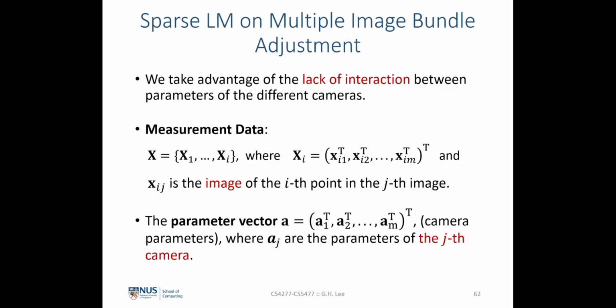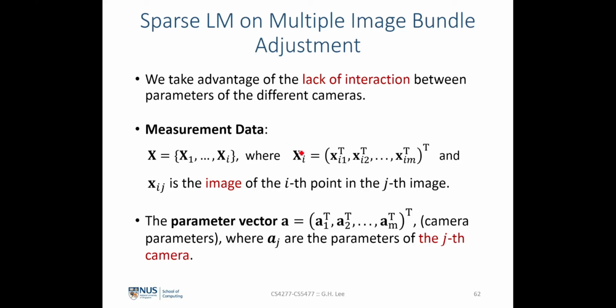Now we'll look at the application of the sparse Levenberg-Marquardt algorithm on multiple image bundle adjustment. In particular, we'll take advantage of the lack of interaction between the parameters of the different cameras to obtain the sparse structure in our normal equation. So we'll define the measurement data as capital X over here, where each one of these x1 to xi represents a set of the observations on the images.